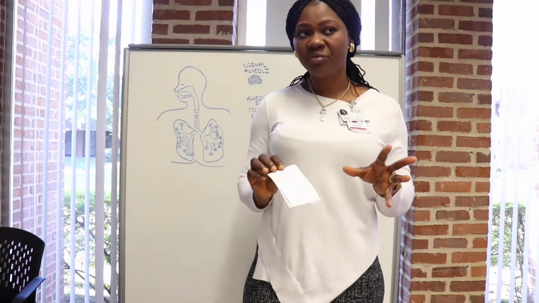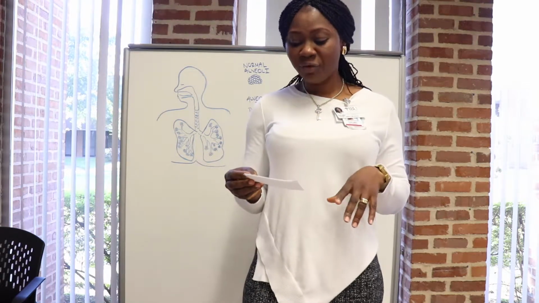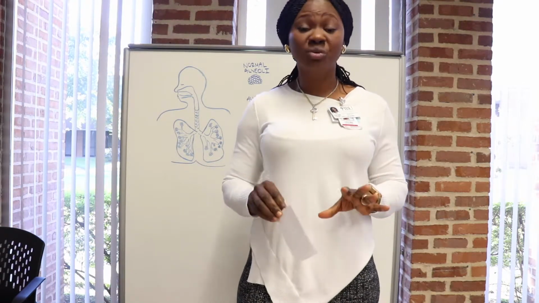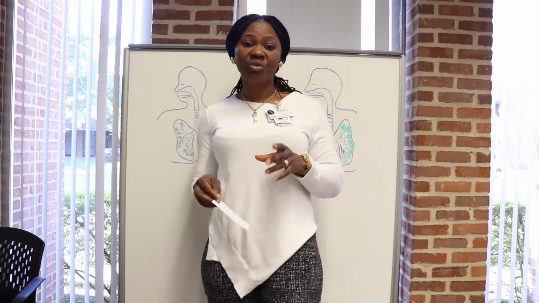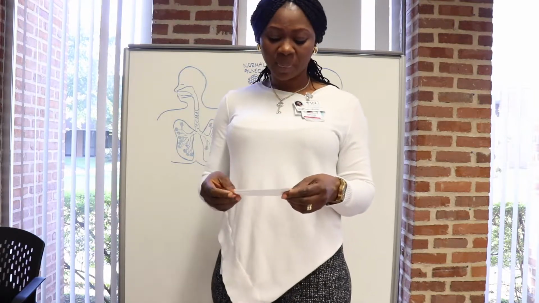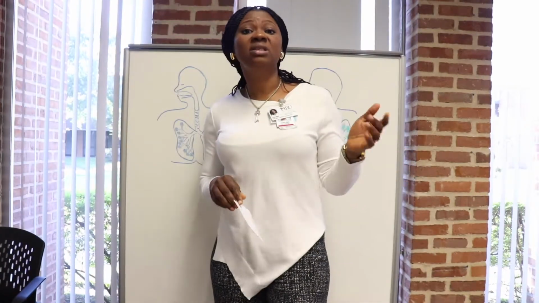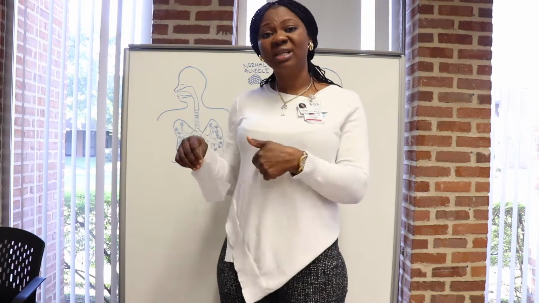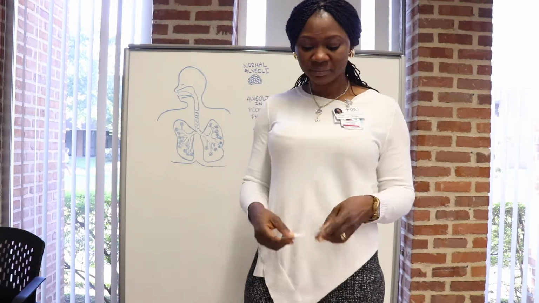The major way we can prevent pneumonia is immunization. Everyone 6 months and above should get immunized against influenza and pertussis to prevent community-acquired pneumonia. And then parents and caregivers that take care of infants that are 6 months and younger can get immunized against pertussis and influenza also to protect the infant from getting community-acquired pneumonia.